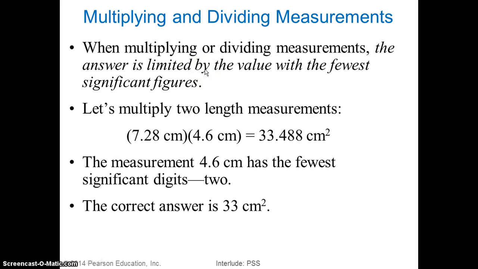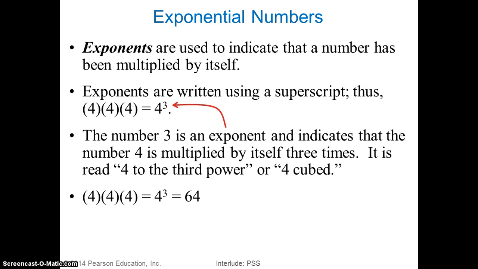Now when you multiply and divide measurements, the answer is limited by the value with the fewest significant figures. For example, when you are multiplying 2 length measurements, 7.28 centimeter times 4.6 centimeter. 7.28 has 3 significant figures and 4.6 centimeter has 2 significant figures. Of those 2 measurements, 2 significant figures is the least, so we round the answer to 2 significant digits. Right now our calculator shows 33.488, but when we round to 2 significant digits, it is 33 centimeter. That way we can apply the rules in multiplying and dividing. In the next video we'll talk about exponent numbers.